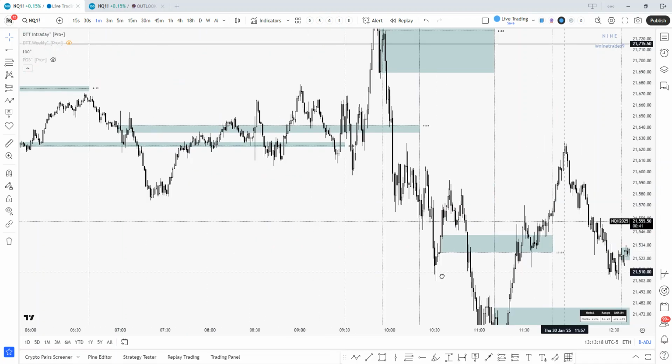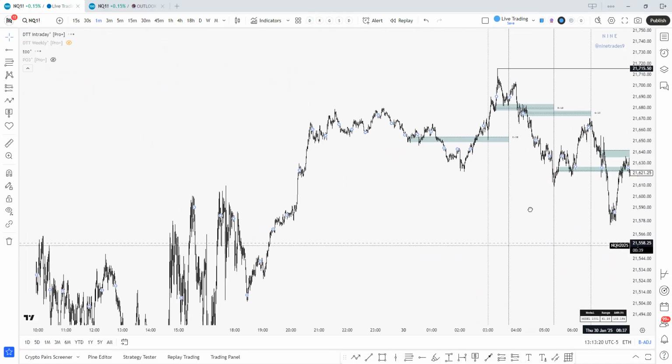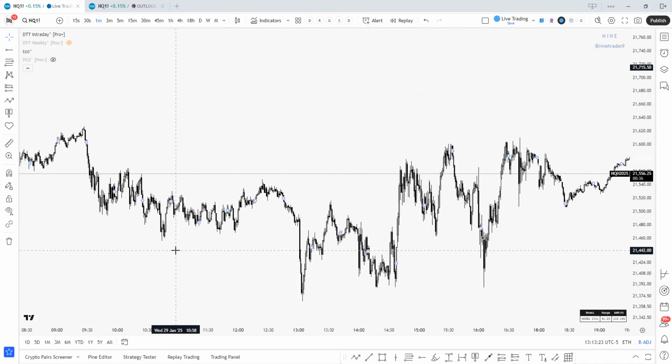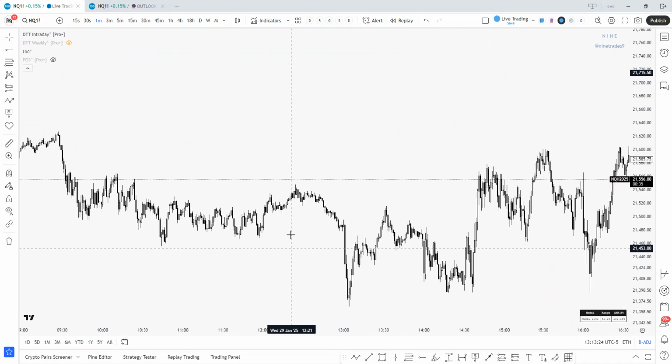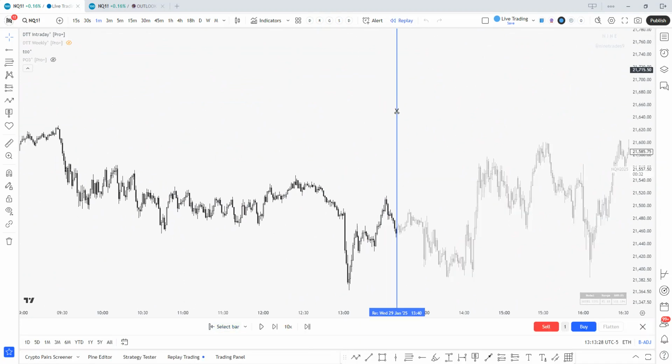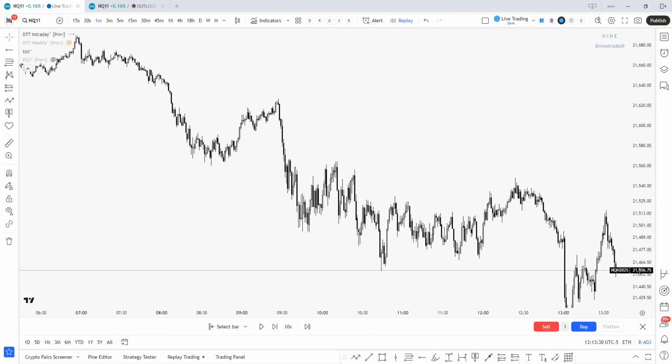So let's go back in time, and I'll show you guys an example of that as well. We'll try to find some choppy price action. I think FOMC was a pretty clear example of that. So let's go back in time here to yesterday.